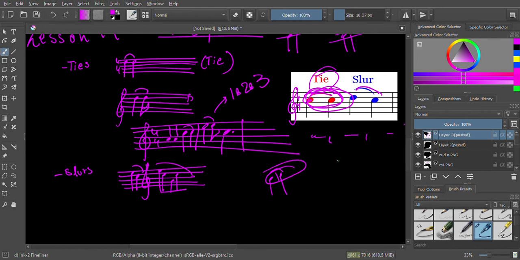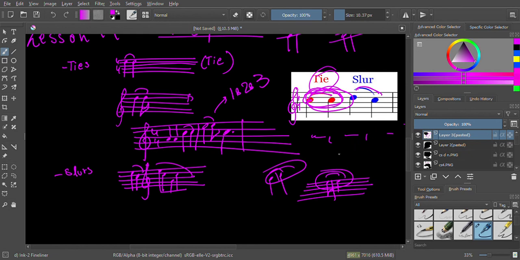And one final note before I end the video is that ties and slurs can occur across bars. So I can have a tie that's occurring across bars. That means I'm not going to stop and I'm going to continue playing it for the full value, even though there's a bar in the middle. I'm not going to stop. Slurs can also occur across bars. I think that goes without saying now.